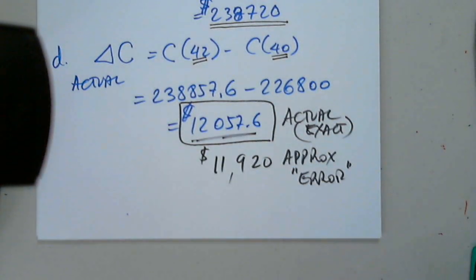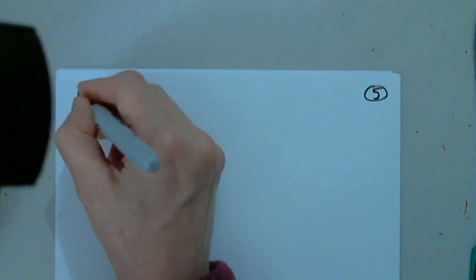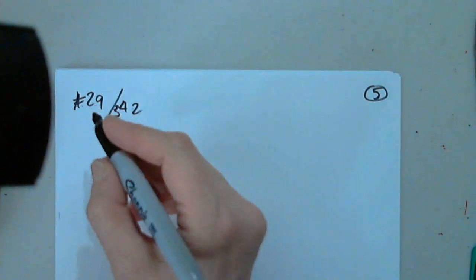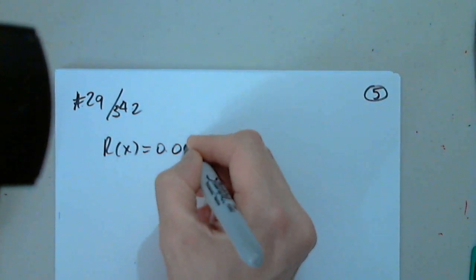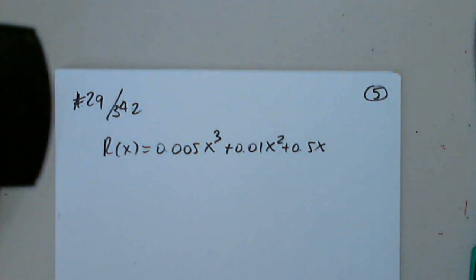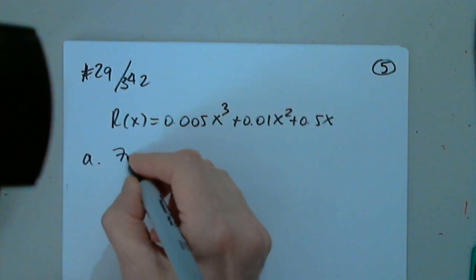Okay, so what about the marginal revenue? Okay, I'm on page 5. This determines the daily revenue in dollars. So this is dollars and x units. Okay, 29 on the same page for 342. So we have R of x equals 0.005x cubed plus 0.01x squared plus 0.5x. Currently they are manufacturing 70 units. In part A, what is the current daily revenue? What do we do for 70 units?